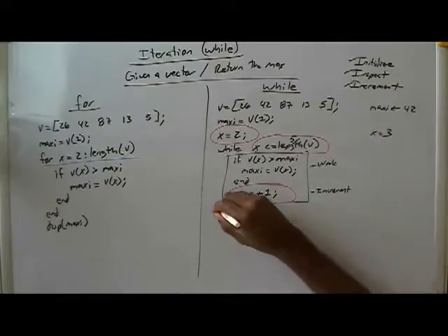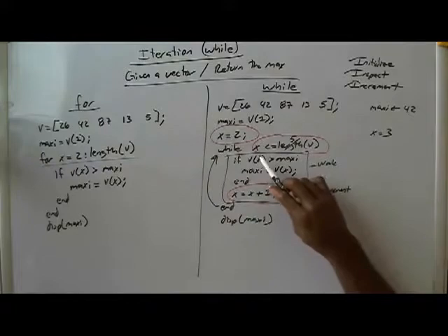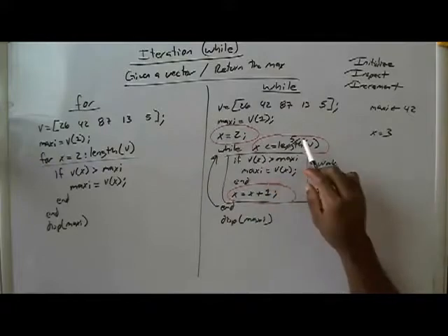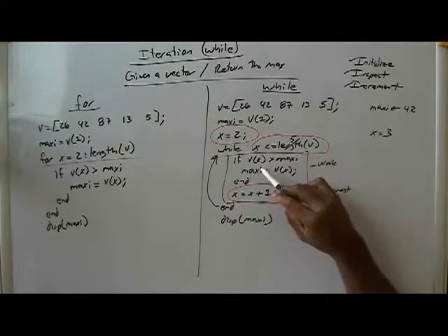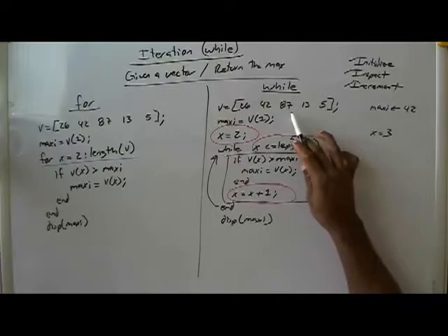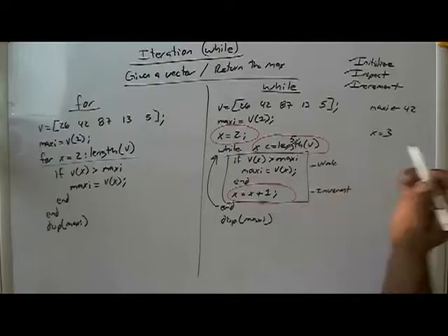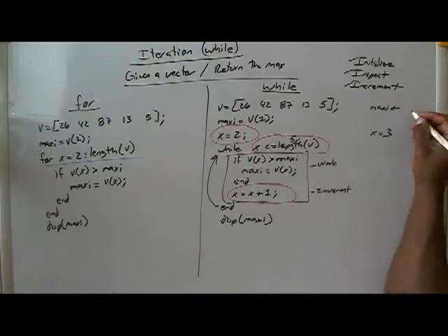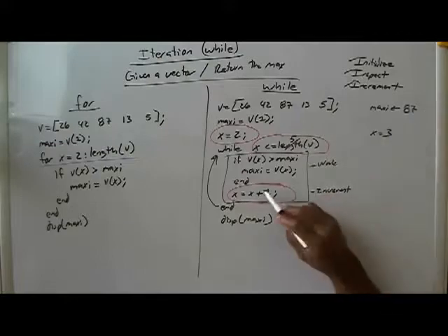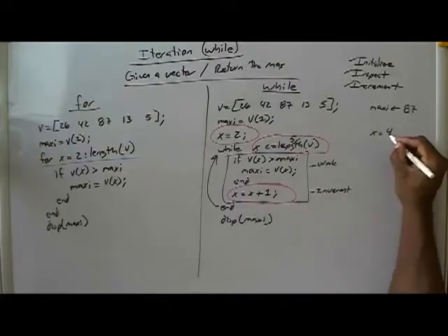X now equals 3. Back up to the top of the loop. Is 3 less than or equal to 5? Yes, it is. So we come to the if statement and we say, is v indexed at 3 greater than maxi? So v indexed at 3 is 87. Is 87 greater than 42? Yes, it is. So maxi now gets the value of v indexed at 3, which is 87. We come down here to the increment, x equals x plus 1. So now x equals 4.